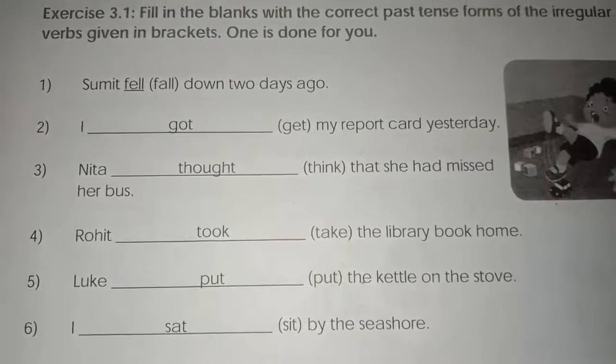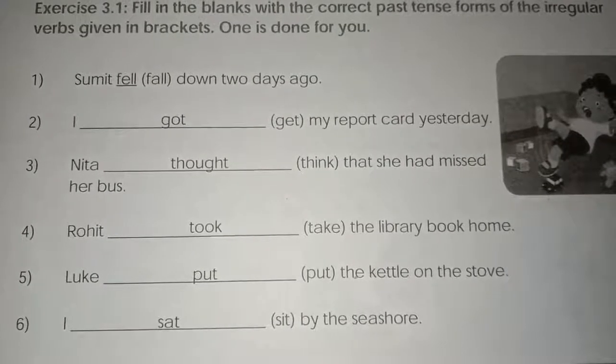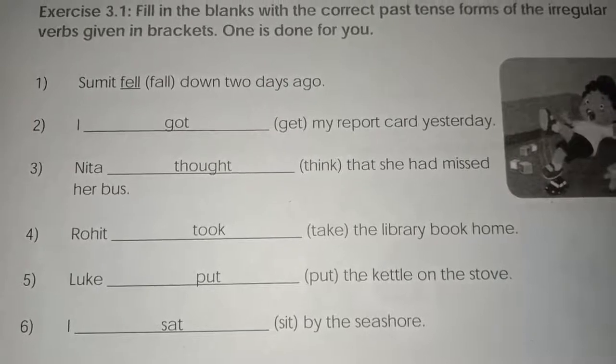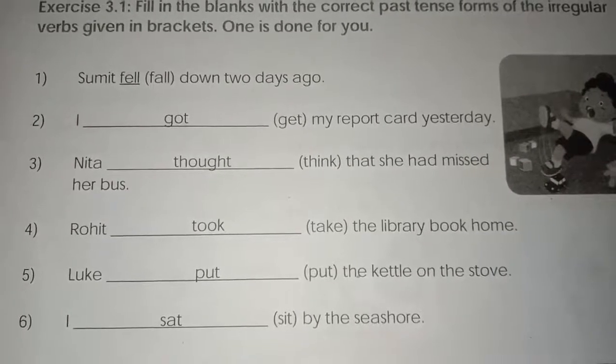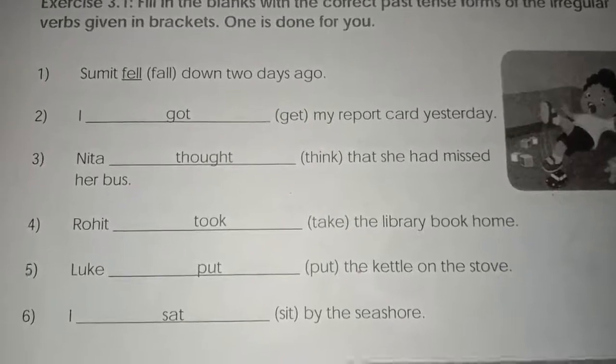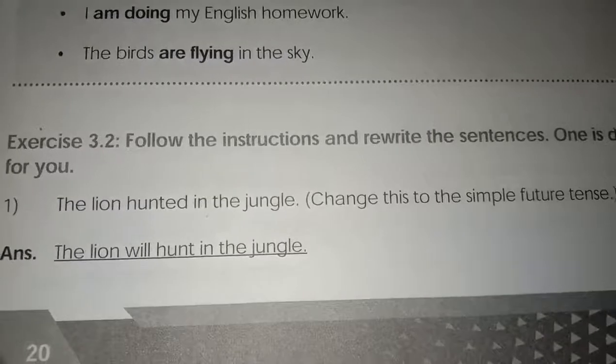Nita dash think that she had missed her bus. Thought. Rohit dash the library book home. Took. Luke dashed the kettle on the stove. Put. I dash by the seashore. Sat. This is 3.1 we have done. Yes, children. Now 3.2. See here, children. 3.2. Follow the instructions and rewrite the sentence.